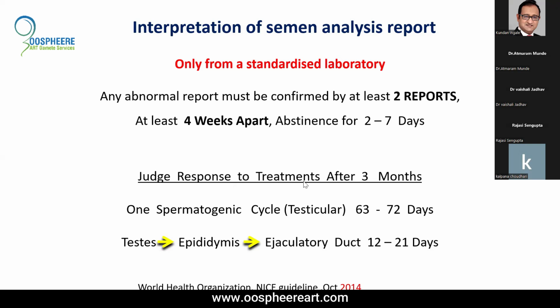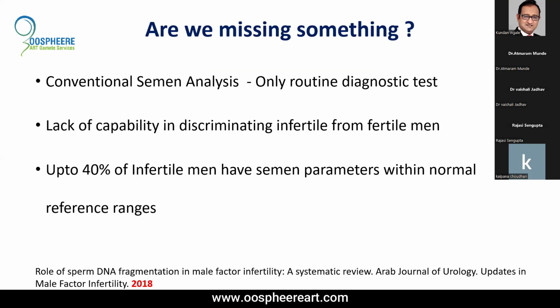Now you have given a treatment to the patient. We know one spermatogenetic cycle, testicular phase, is up to 63 days. From there, testes to epididymis to ejaculatory duct is up to 21 days. So we have to wait 21 days for judging the response to the treatment.